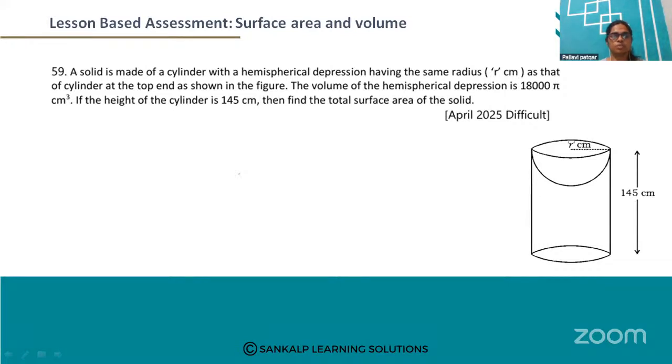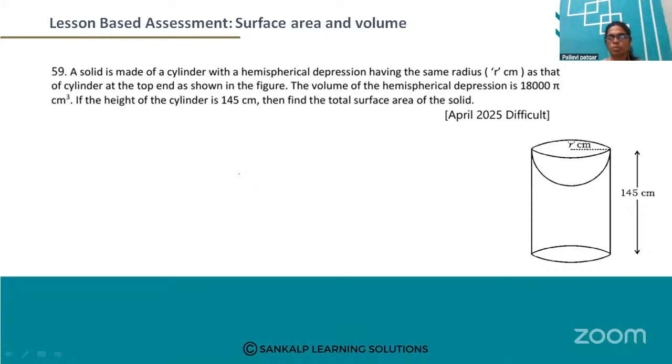Look at the question number 59. A solid is made of a cylinder with a hemispherical depression having the same radius r centimeter as that of cylinder at the top end as shown in the figure. The volume of the hemispherical depression is 18,000 pi centimeter cube. If the height of the cylinder is 145 centimeter, then find the total surface area of the solid.